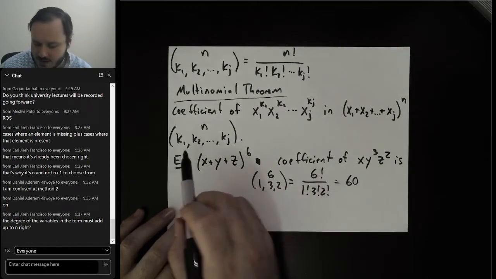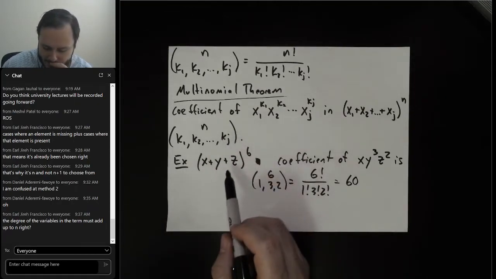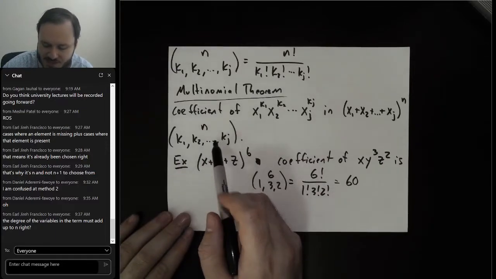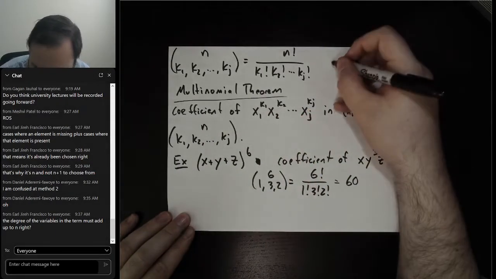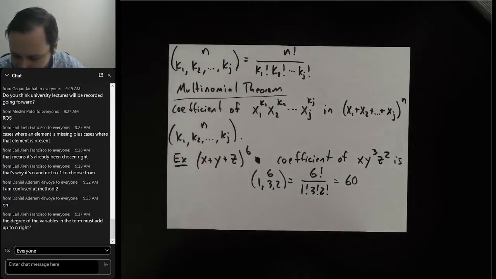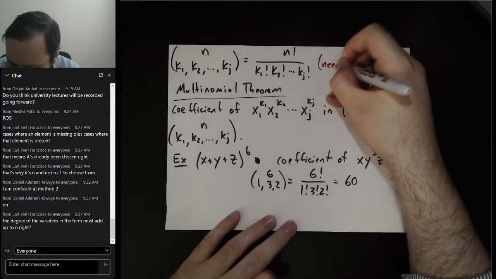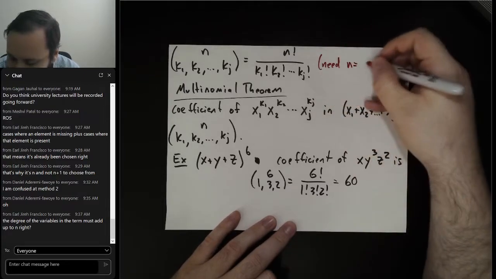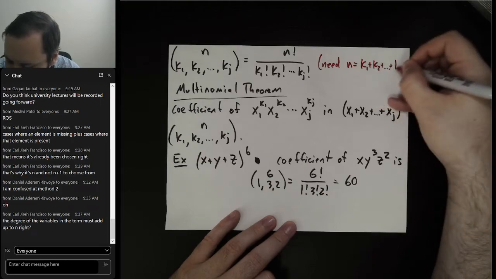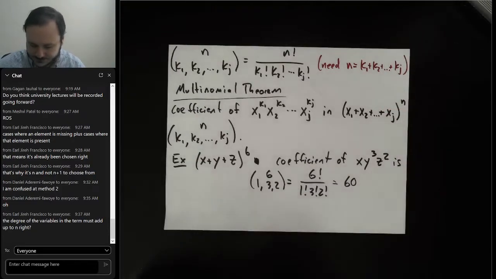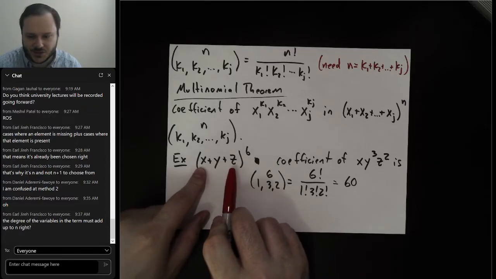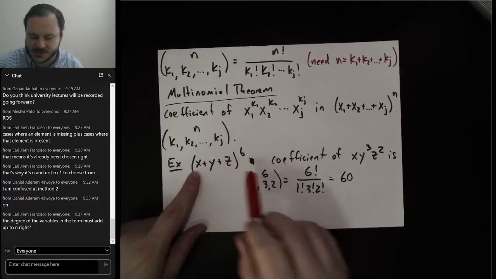Exactly right. In order to have a valid multinomial coefficient, we need, maybe I'll add that in red, n to be equal to k1 plus k2 plus blah, blah, blah plus kj. Right, there is no x times y times z term in this.